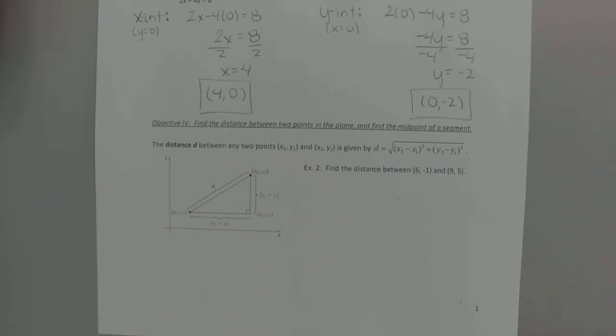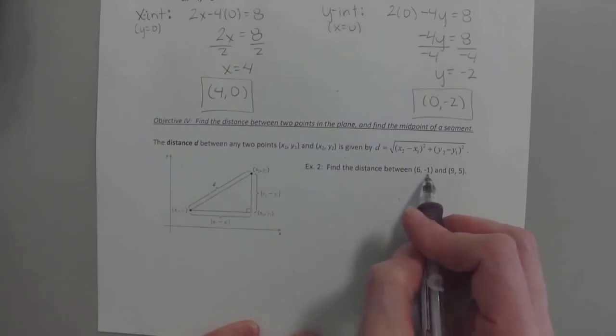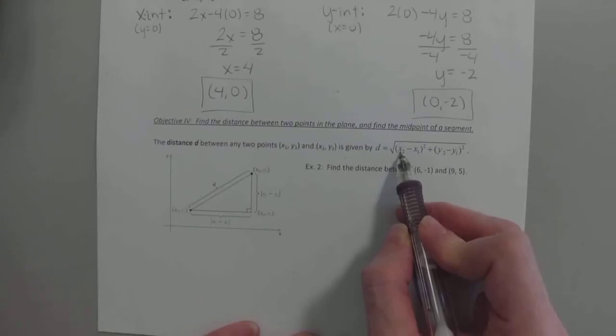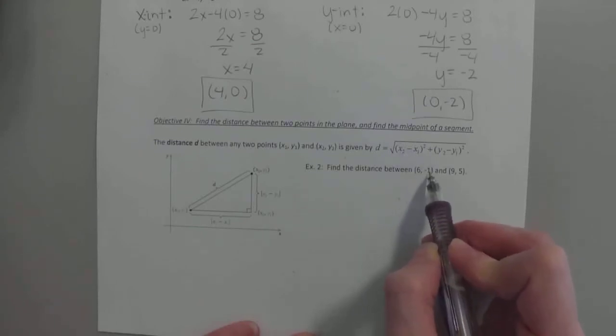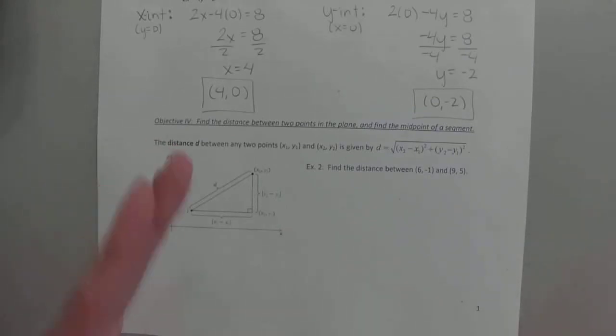On here, notice they do have x2 first and y2 first. It honestly does not matter. Just whatever x you choose first, make sure its corresponding y is the first y you choose, okay? For example, on this problem here, we want to find the distance between (6, negative 1) and (9, 5). If I choose this x first and put 6 there, I must put its corresponding y, negative 1, there, okay?